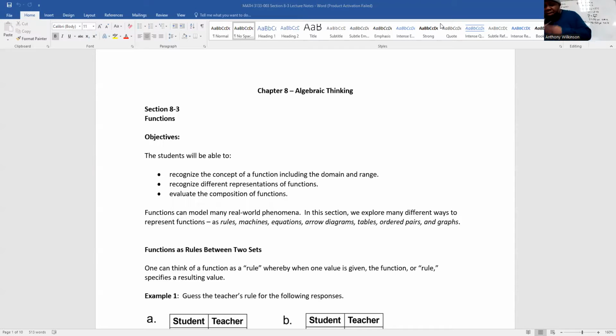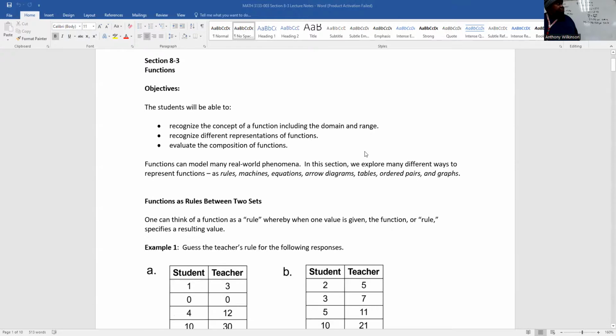Okay. All right, so now we're going to look at section 8.3, and this deals with functions this time. Out of that section, we're going to be recognizing the concept of a function, including the domain and the range. Also, we'll recognize different representations of functions, and also we'll evaluate the composition of functions.